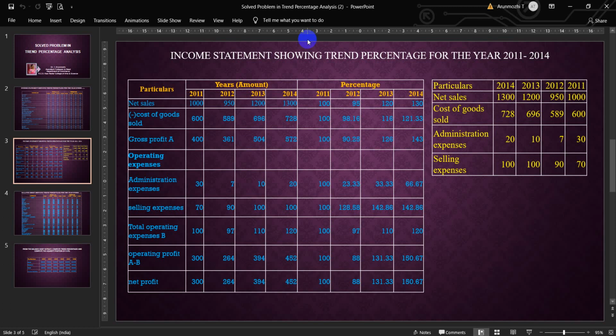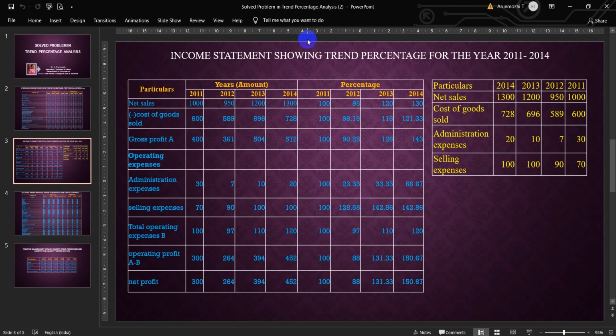Next, total operating expenses B: 100, 97, 110, 120. For 100, the same base we are taking as 100. For the next year, 97 into 100 divided by 100, you get 97. Next, 110 into 97 divided by 97 is equal to 110. For the next year, 120 into 110 divided by 110, you get 120. Hope you understood the total operating expenses also.